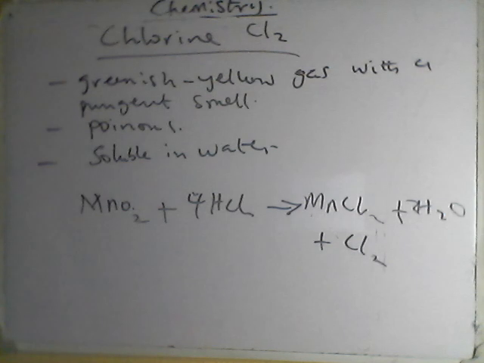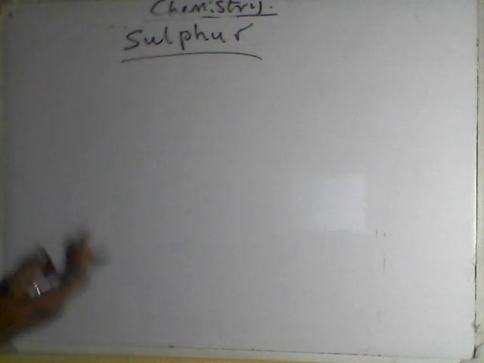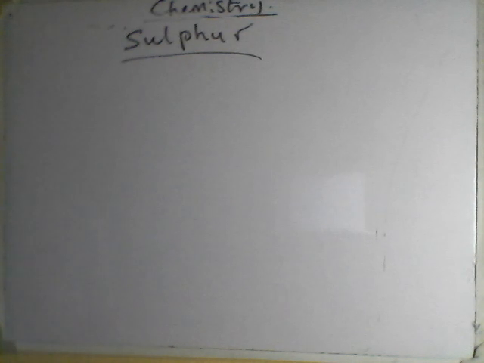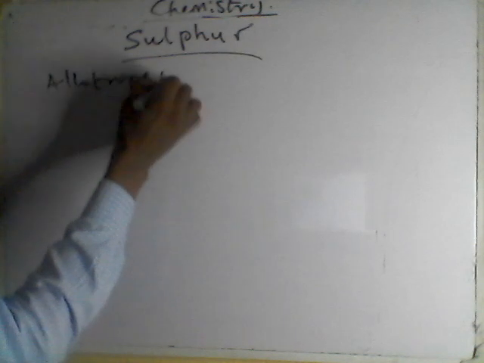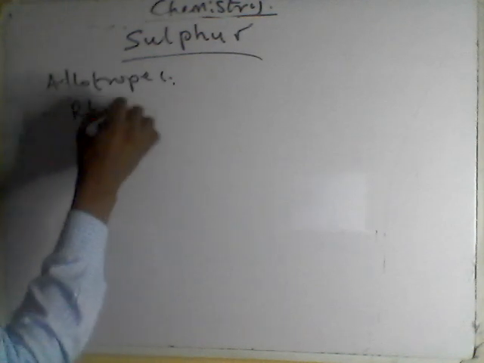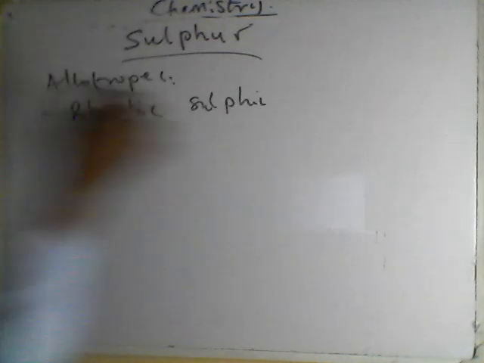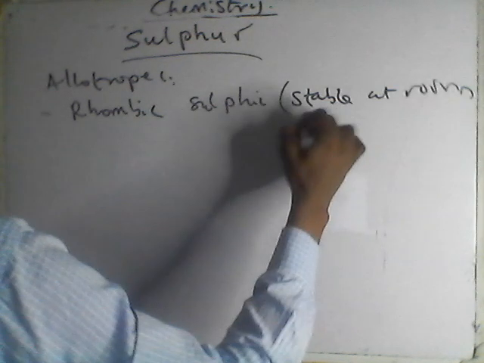So we'll move on to the next one, sulfur. Physical properties of sulfur: it is a yellow, solid, non-metallic, brittle in nature, insoluble in water, and burns with a blue flame. So allotropes, that's other forms of sulfur. Allotropes include rhombic sulfur. This one is stable at room temperature.